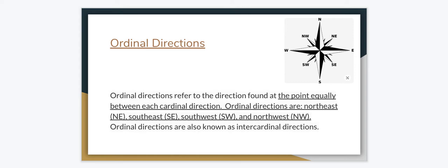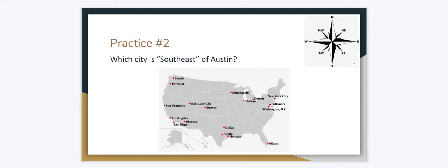And when you're talking about navigation, being more precise is always a good thing, because if you go slightly too far east or slightly too far north and you go for, say, 1,000 miles, you will end up very much so in the wrong place. So that is why ordinal directions make things a little more efficient. So let's look at our second practice question. Which city is southeast of Austin?